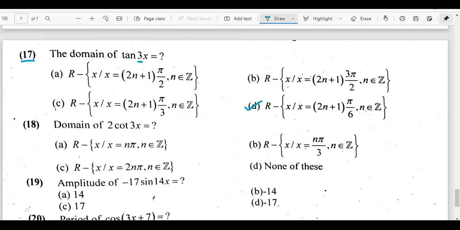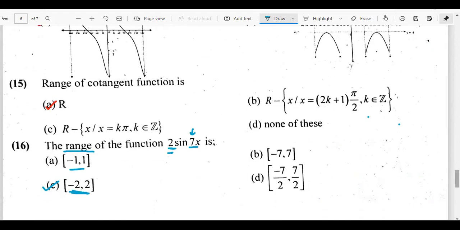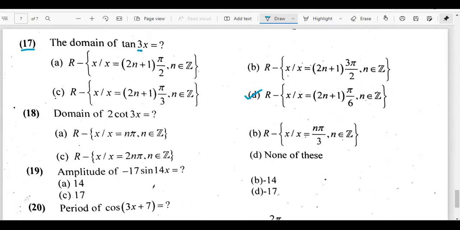So always remember, domain would be affected by the coefficient of x. Range would be affected by the coefficient of the trigonometric function. If you have something being multiplied with x, you will divide it for finding the domain. If you have something that is being multiplied with the function, like in this case, we had 2, you will directly multiply that with your old range, that was minus 1 to 1. All right.